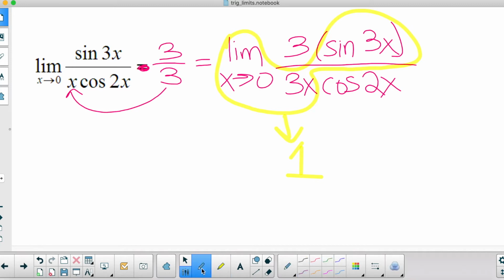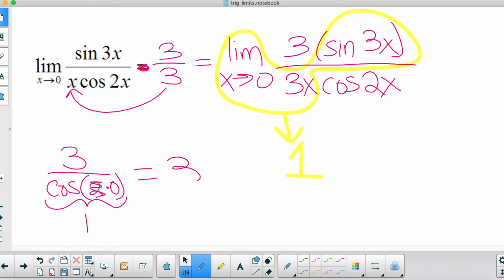So now hopefully you see our limit property, which is this piece right here, and this whole thing equals 1. So now we have 3 in the numerator times our limit property, which equaled 1, over cosine of 2 times 0. So again, we know this guy, cosine at 0, right? The 2 is going to multiply out. Cosine of 0 is 1. So we have an answer of 3.